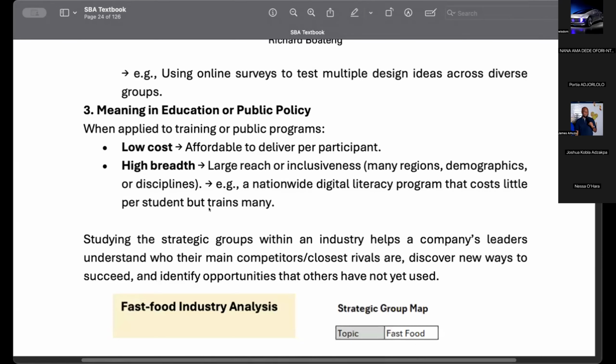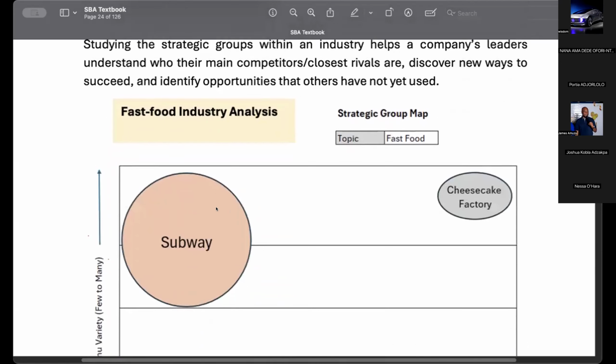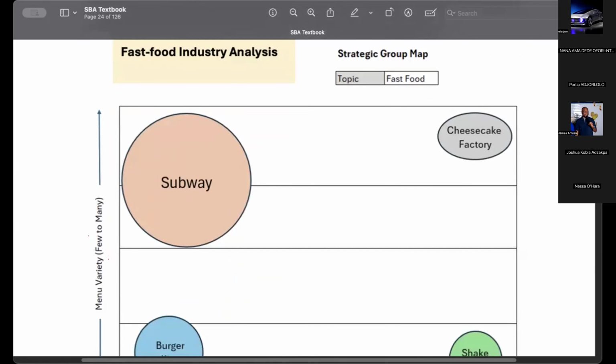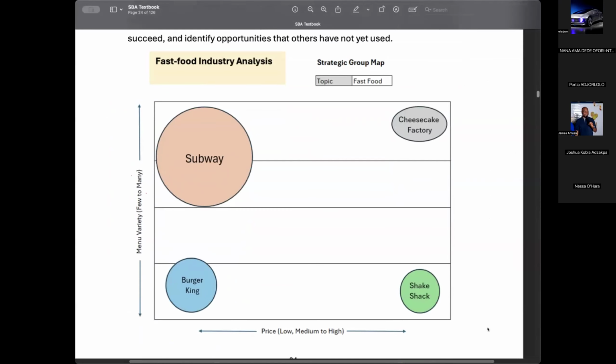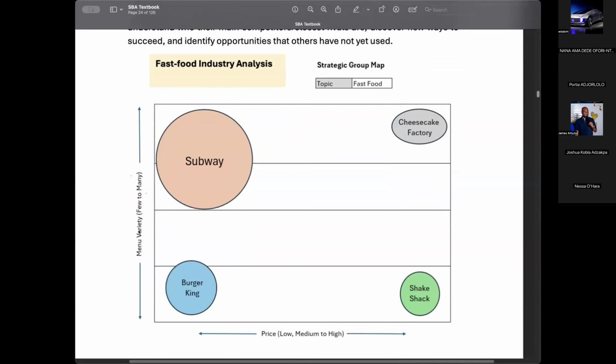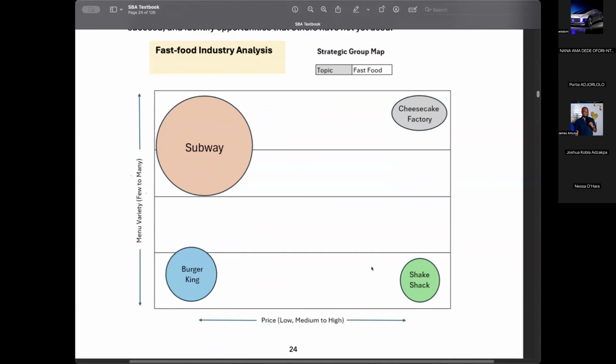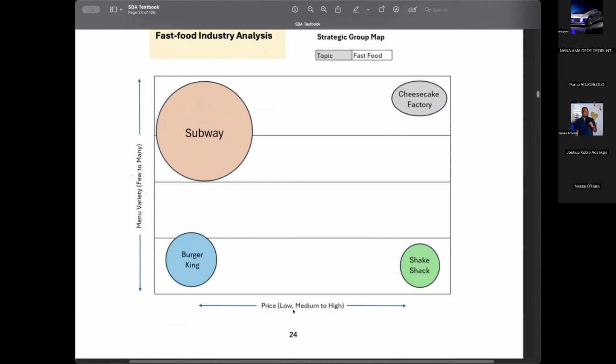Okay. Now, what does this actually mean? Let's try to apply it to the fast food industry, and this is how the strategic map can be seen. On the y-axis, we have the menu variety or options, few to many. So high variety or high options is at the top. And on the other side, I've got low, medium to high in terms of price. So you've got price on the horizontal axis, and I've got variety on the vertical axis. You can also flip it.